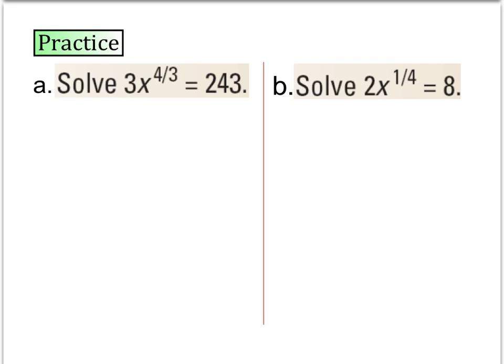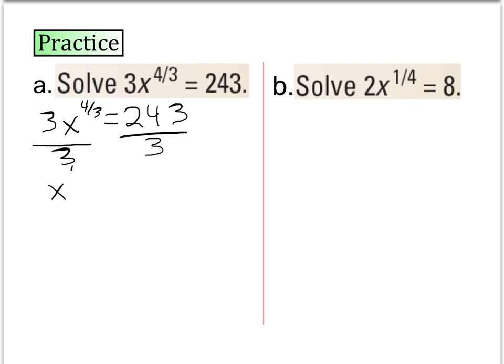So now we're going to solve radical equations that are written in exponent notation. It's still the same idea. What we want to do is get that x by itself. So I have 3x to the 4 over 3 equals 243. So the first thing I want to do is divide both sides by 3. Once I do that, I get x to the 4 thirds equals 81.